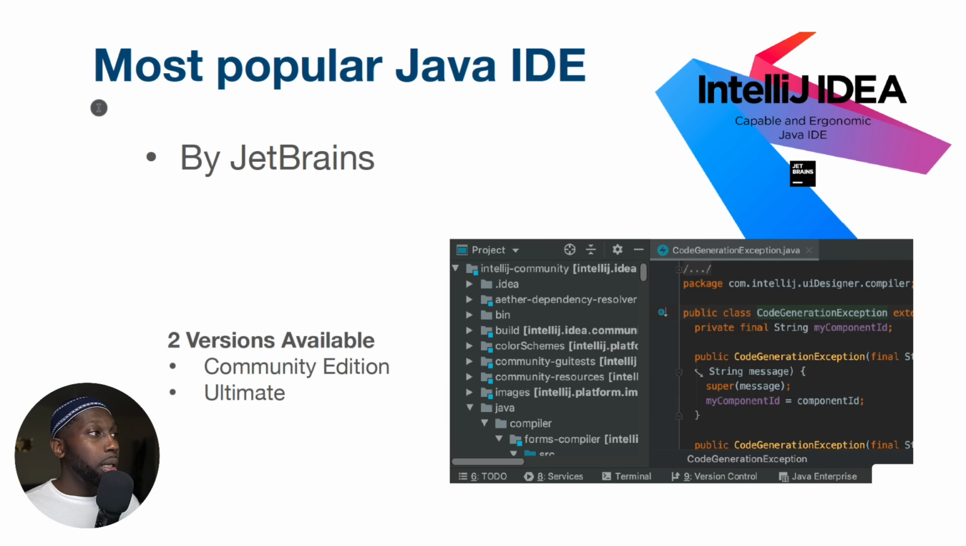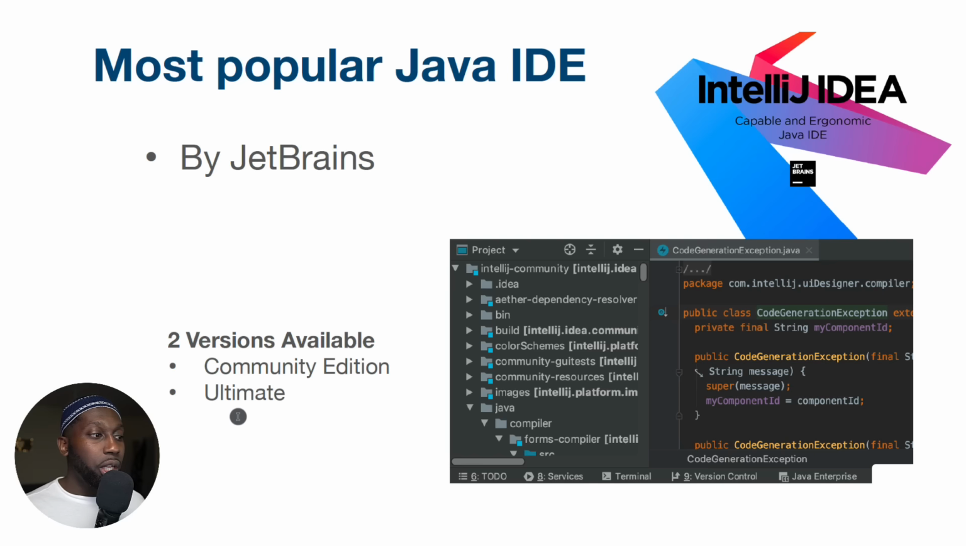So as I said, the most popular IDE for Java is IntelliJ Idea, and this is by JetBrains. So JetBrains is a company, and they not only have IntelliJ Idea, but they have a ton of other cool IDEs. Now for IntelliJ, there are two versions available. We've got the Community Edition, so this is free. And they have the Ultimate Edition.